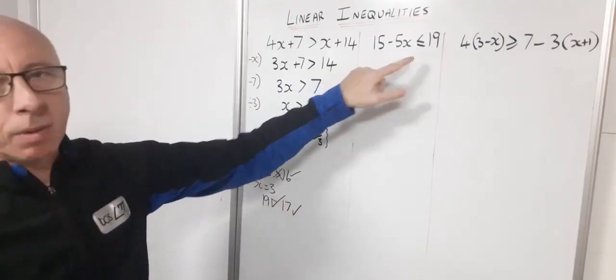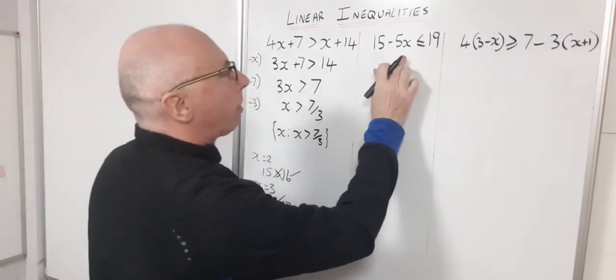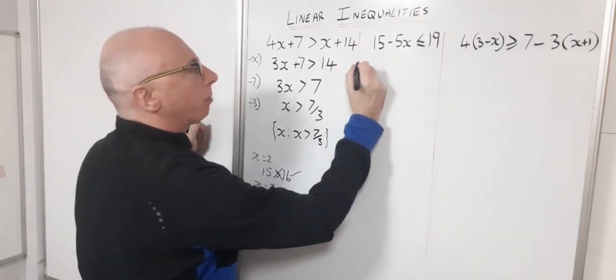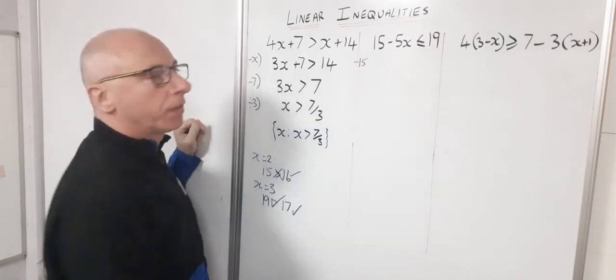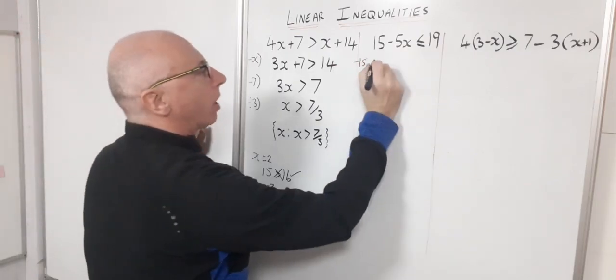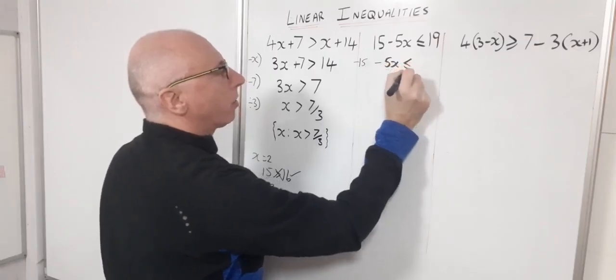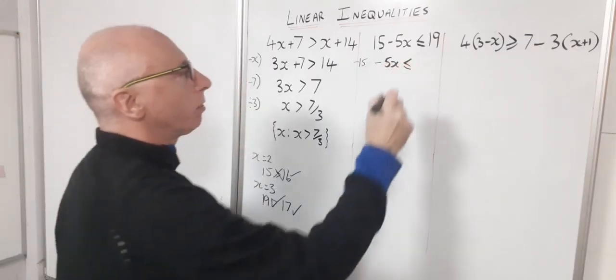So let's have a look at this one. Now I want to get this 15 away from the x's. So I subtract 15 from both sides. So let's minus 15. Now I've got minus 5x less than or equal to 19 minus 15, which gives me 4.